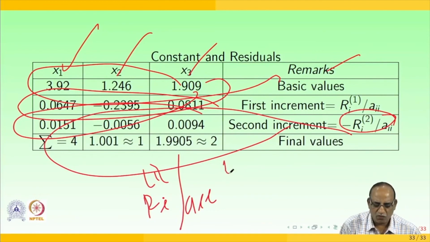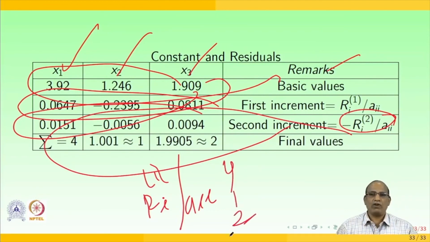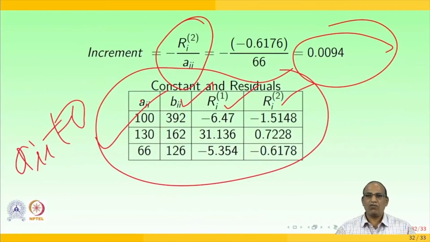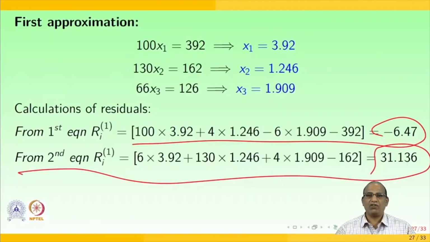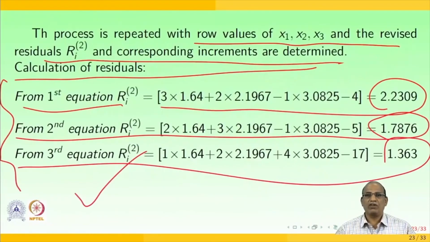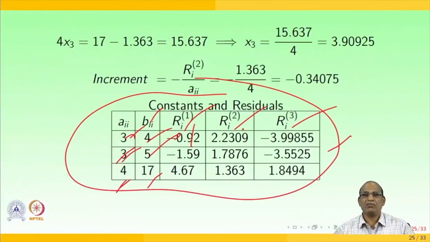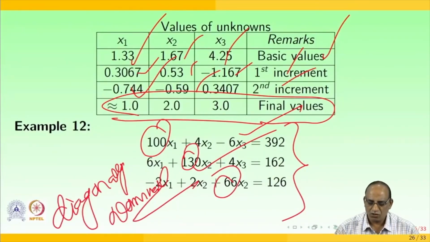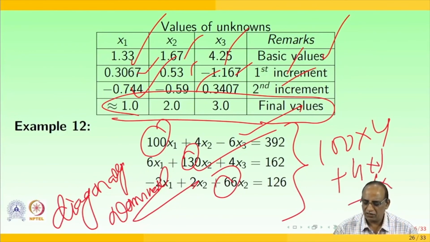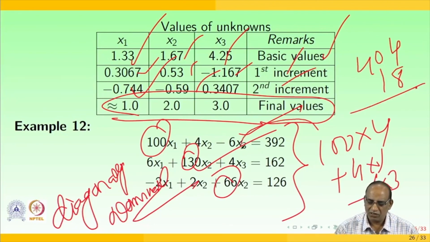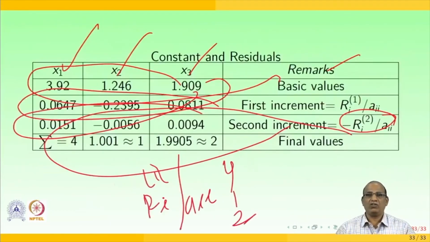So essentially it is 4, 1, 2. These are the values. So one could verify from the previous example, 4, 1, 2. So you can find out from this example, yes. So 100 into 4 plus 4 into 1 minus 6 into 3. So 400 plus 4 minus 18, so this is 386. Okay. So like that you can compute all the unknowns.